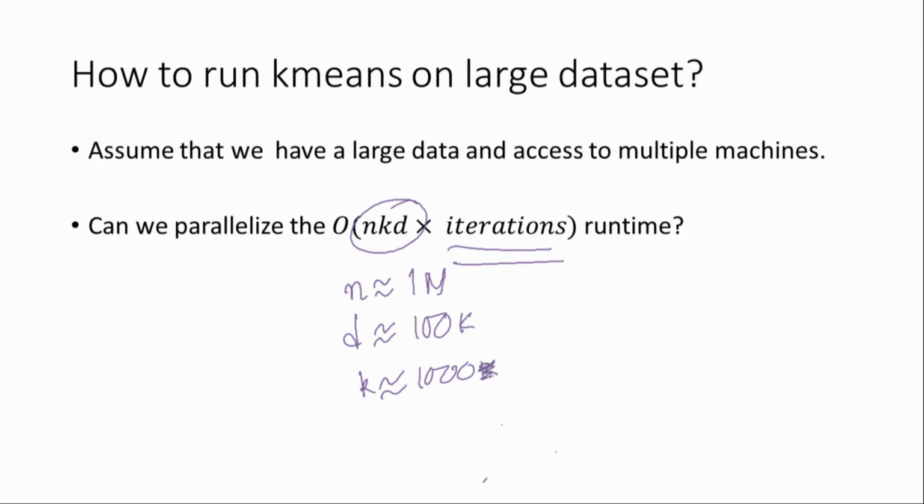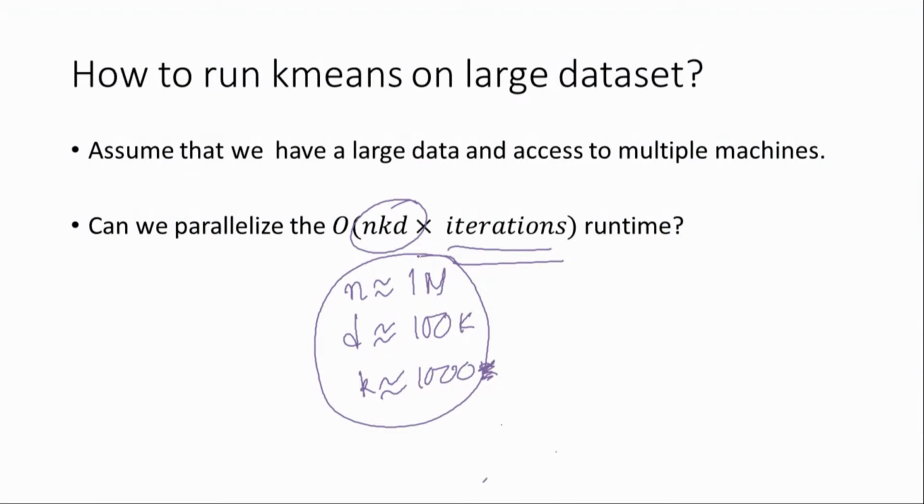So this is huge, even per iteration, right? This is not really that scalable on a single machine, if the data happens to be large. And this we can see. So what can we do to sort of scale this up?